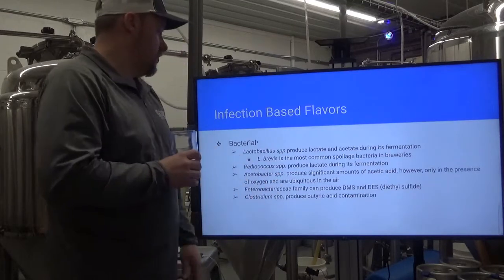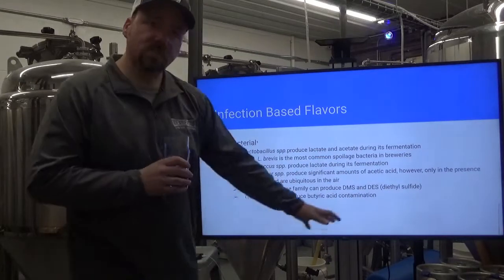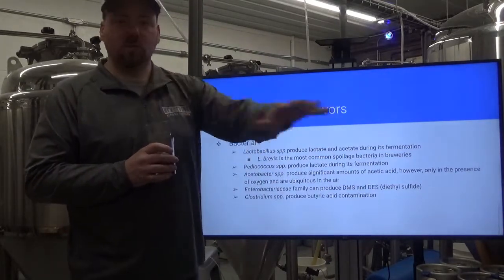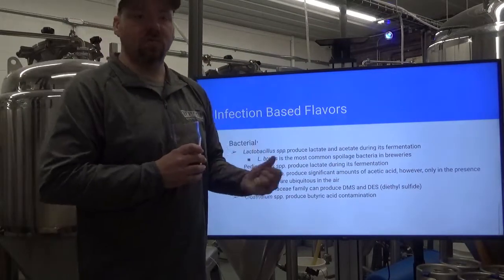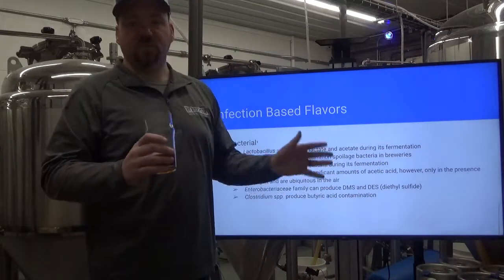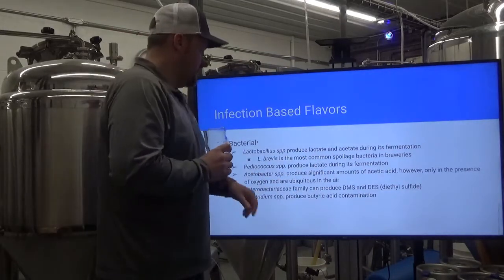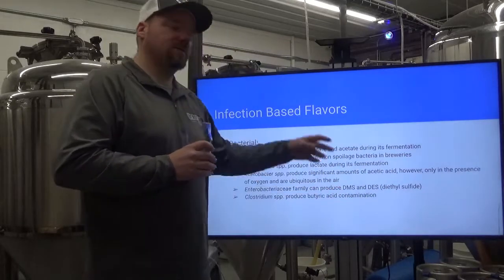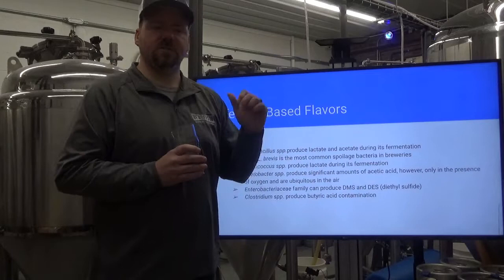Clostridium species produce butyric acid contamination. Clostridium species are ubiquitous. You go out, scoop up a handful of dirt, it's going to be loaded with Clostridium bacteria and Clostridium spores. Not a good idea to put dirt in your beer. I don't recommend it. But the interesting thing, butyric acid is described as baby vomit, or just vomit in general.